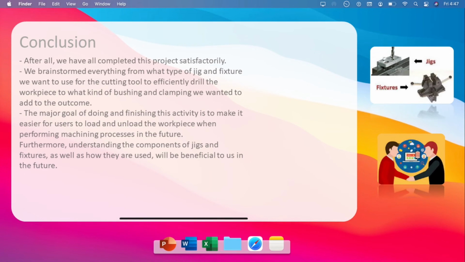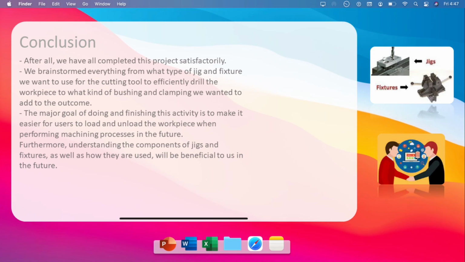After all, we have completed this project satisfactorily. As you can see in this report, we brainstormed everything, from what type of jig and fixture we want to use for the cutting tool to efficiently drill the workpiece, to what kind of pushing and clamping we wanted to add to the outcome. We drew all those components from scratch using SolidWorks software. This is because, even though each element is the same, we wanted distinct dimensions for each one.